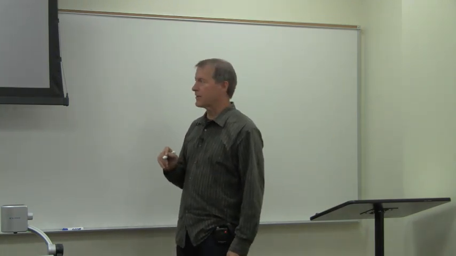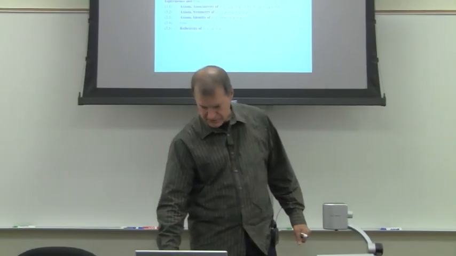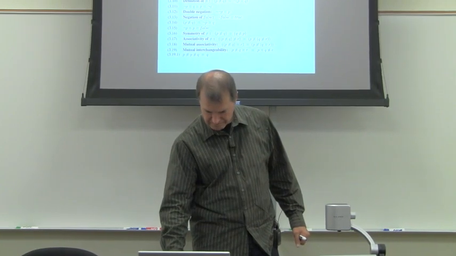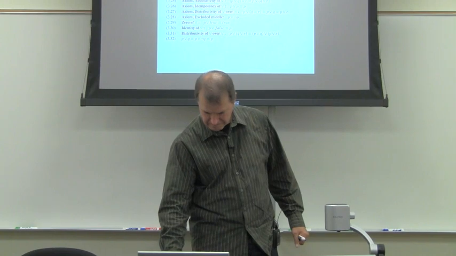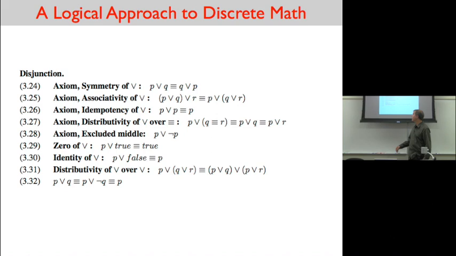Now, we're going to illustrate this next heuristic. What I would like for us to do is to prove that P or true is equivalent to true. Which one is that? 3.29. Okay, so here we have the axioms and the theorems for disjunction.